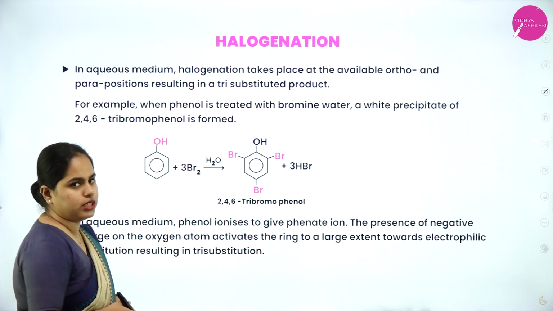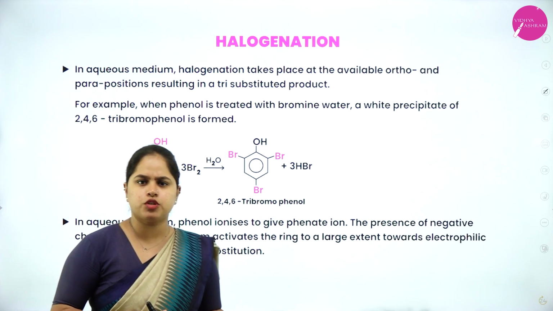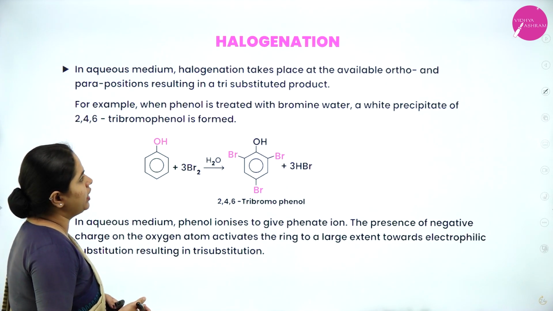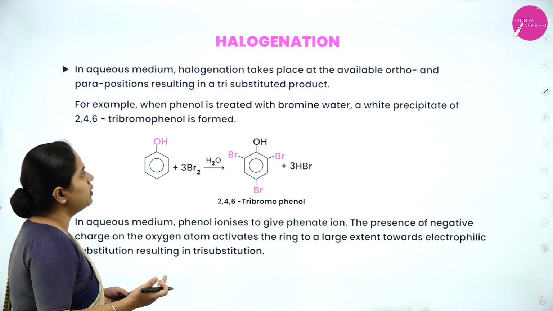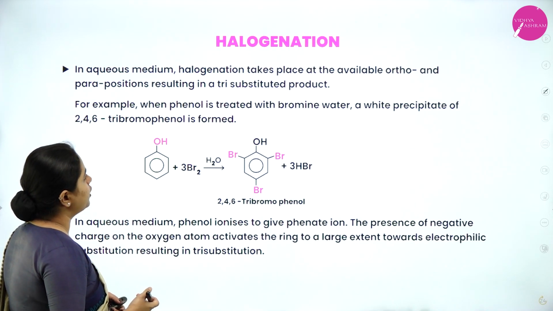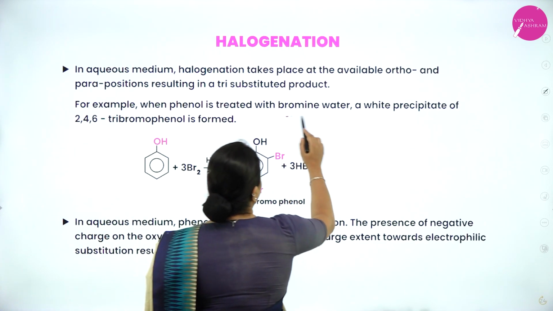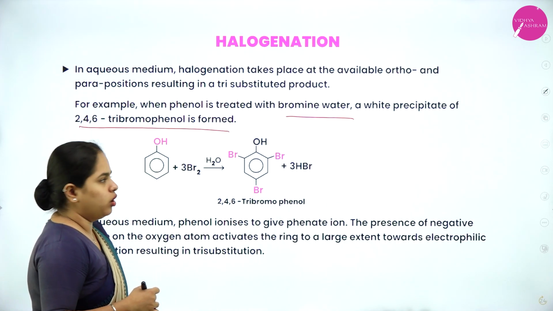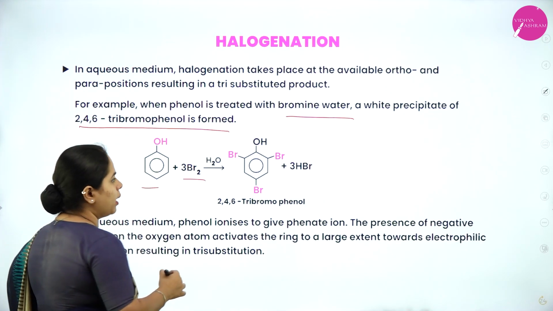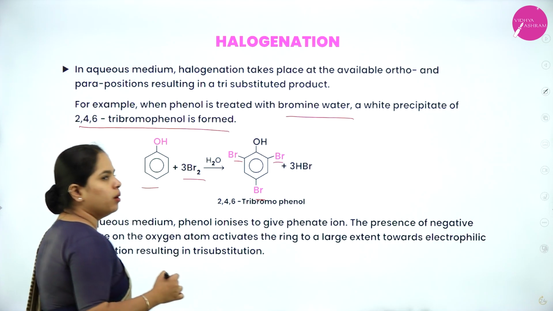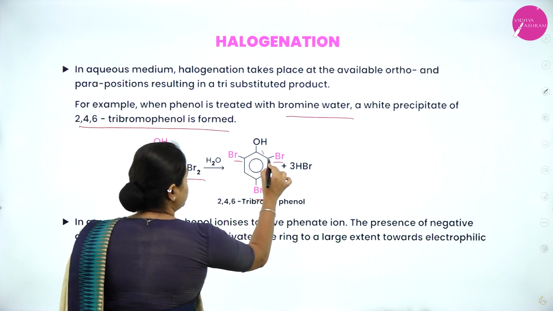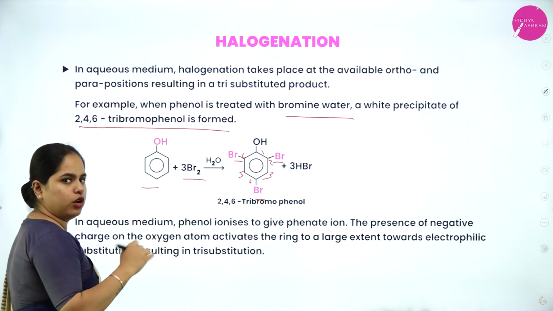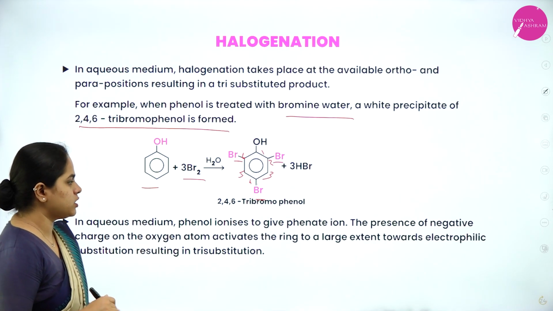Now the next one is halogenation. What does halogenation mean? We are going to substitute halogen, right? In aqueous medium, halogenation takes place at the available ortho and para positions, resulting in a tri-substituted product. For example, when phenol is treated with bromine water, a white precipitate of 2,4,6 tribromophenol is formed. So phenol reacts with bromine, and in both the ortho and para positions, bromine will be substituted. Of course, this is 1, 2, 3, 4, 5, 6, so 2,4,6 tribromophenol will be formed. In aqueous medium, phenol ionizes to give phenate ion.